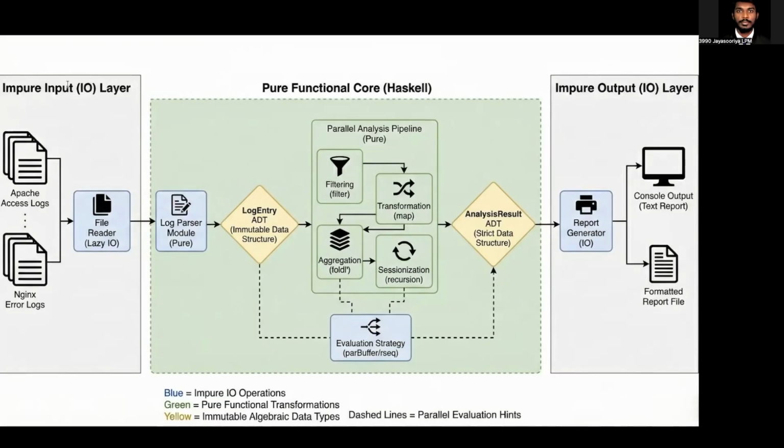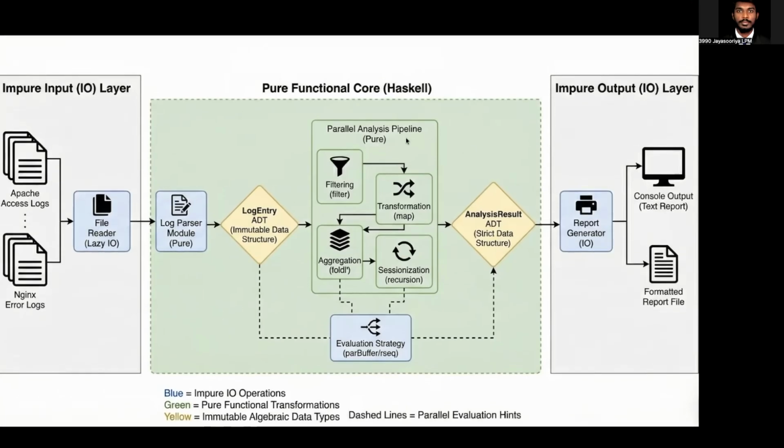In the impure input IO layer, Apache and Nginx logs are the raw data sources. The file is read by utilizing lazy IO. This is crucial for log analysis. Instead of loading 10 GB of logs into RAM, which would crash the server, lazy IO streams data on demand. We conceptually treat the file as a lazy list of characters that is read only. The log parser module acts as a gatekeeper. It takes dirty raw strings, validates them, and converts them into our internal domain model.